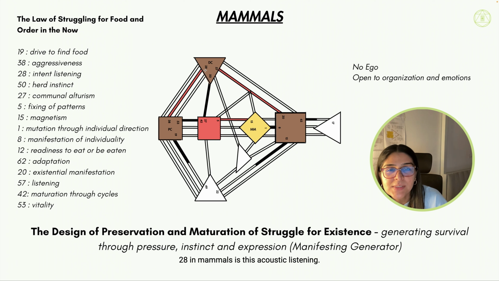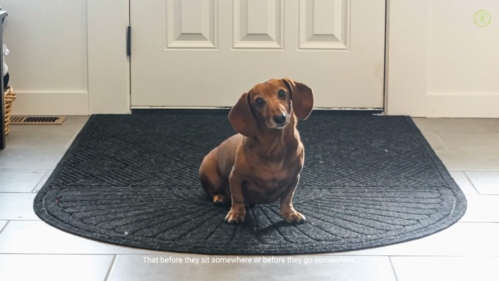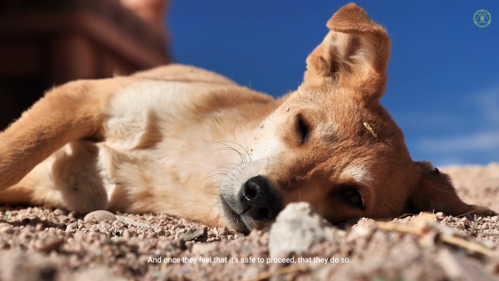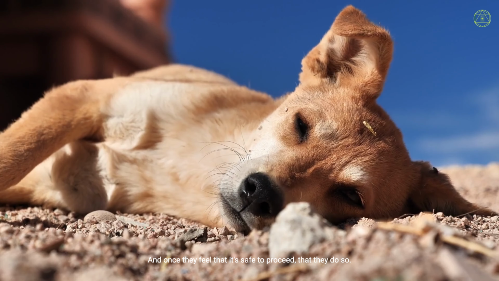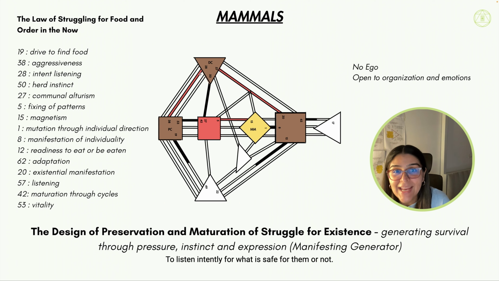28 in mammals is this acoustic listening. And we see this so evidently in certain animals that before they sit somewhere or before they go somewhere, they have this moment where they just stop to listen. And once they feel that it's safe to proceed, they do so. And if they feel like it's not, they don't. So this is the channel that empowers mammals to learn what they need for their survival, to listen intently for what is safe for them or not, and to hunt if needed in order for their survival.